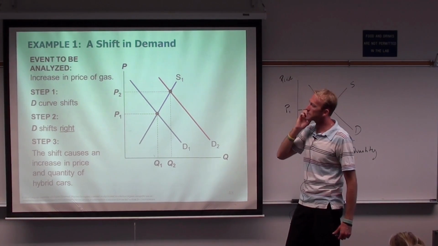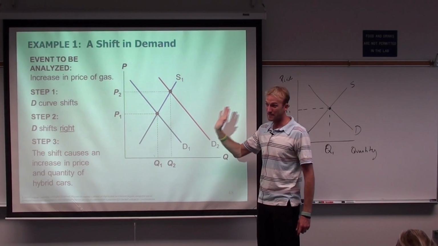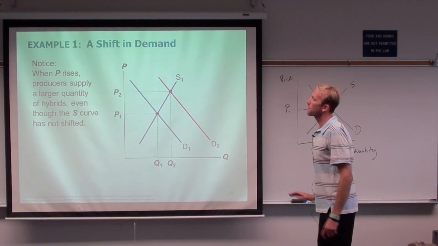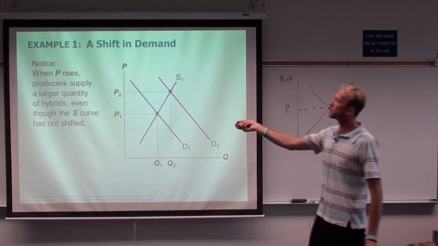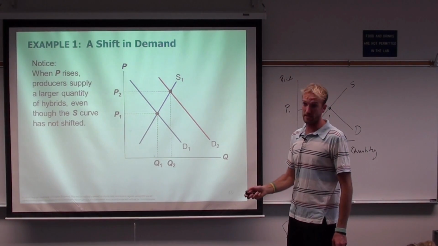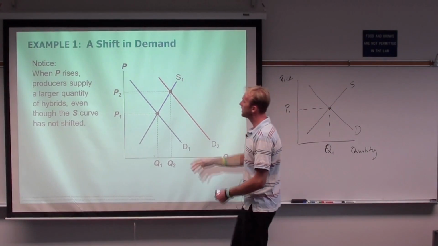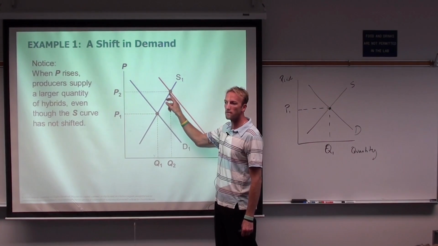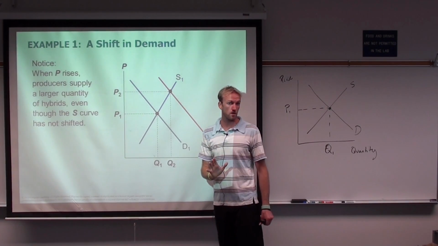And that's all because of this shift in demand. The supply curve, don't forget, did not change. Here's the reasoning behind it. Producers are making more hybrids. Suppliers are, in fact, supplying more vehicles. But what convinced them to make more vehicles? The higher price. The price went up, so the suppliers decided to make more vehicles.